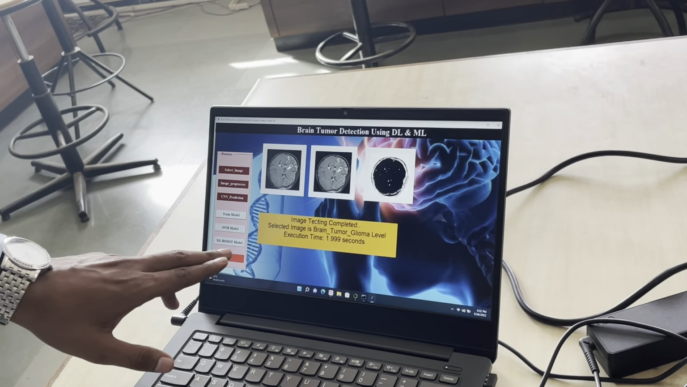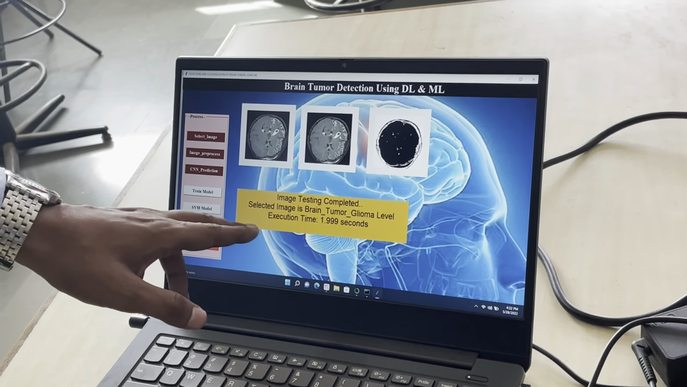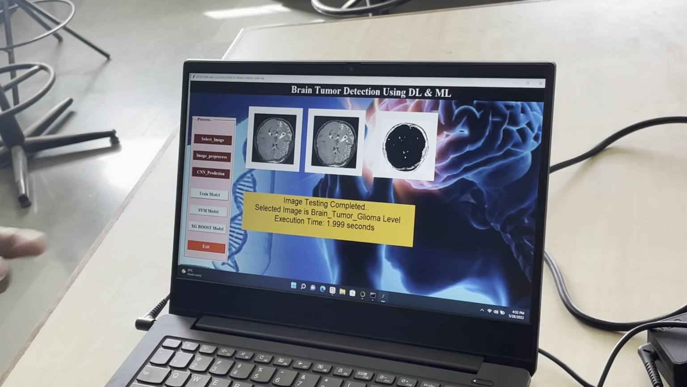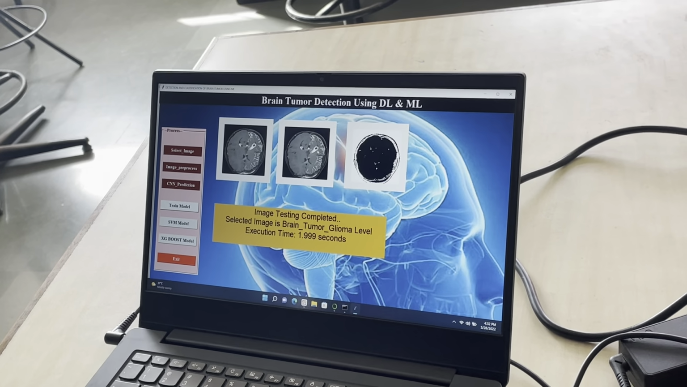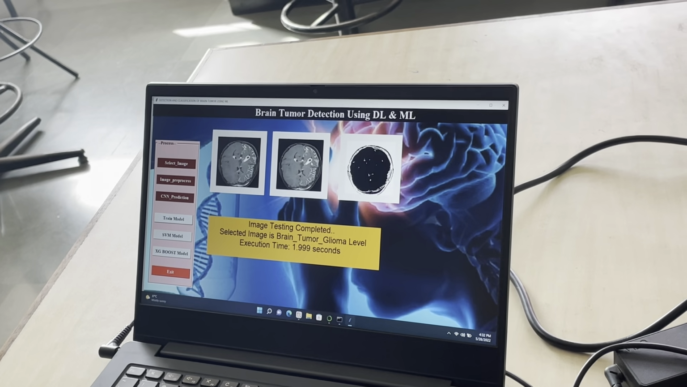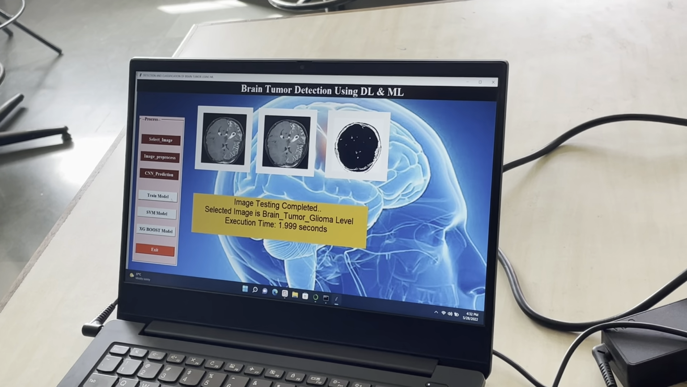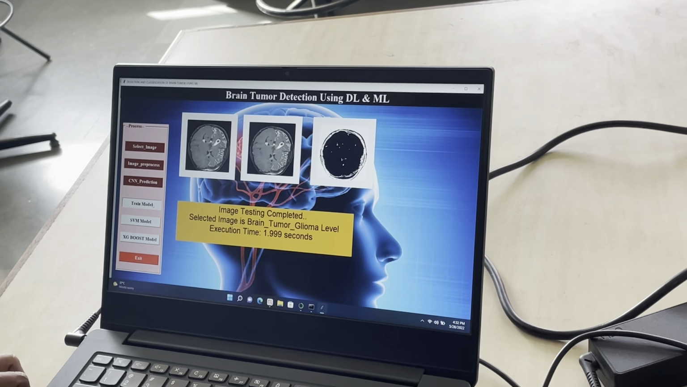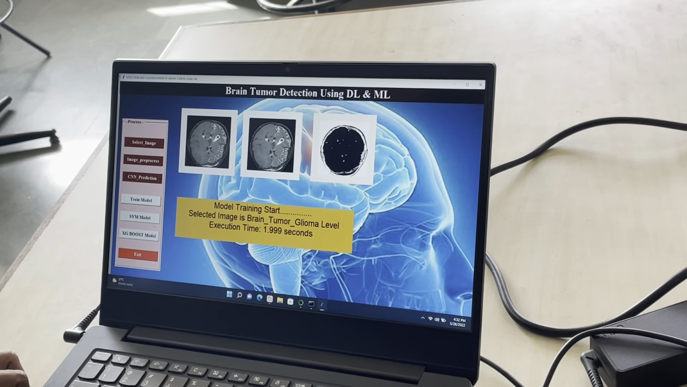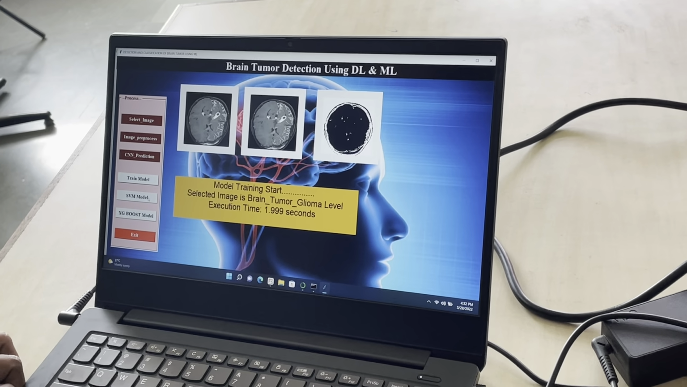So this is basically the output that we get after using the system, in which it shows the image testing that has completed, and it contains a glioma level tumor, and the execution time is 1.999 seconds. Moving forward, we can train it using SVM and XGBoost. It does take some time.